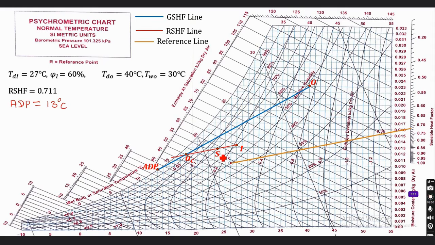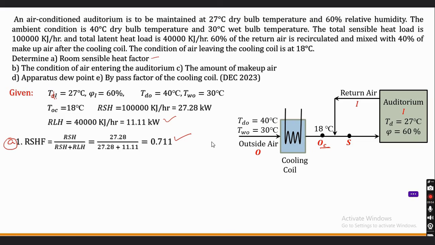Okay, what is the supply condition? Now if you refer to the flow chart, this is the supply condition indicated by the S point. We get the supply condition after mixing OC air and I air, that is, return air and outside air after the cooling coil, so OC. After that we are getting this S point, right? So that means two streams are mixed together and we get the S condition.